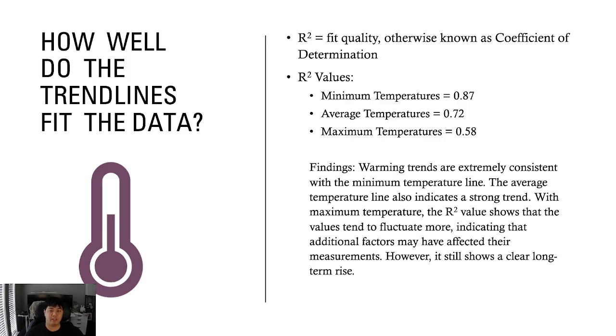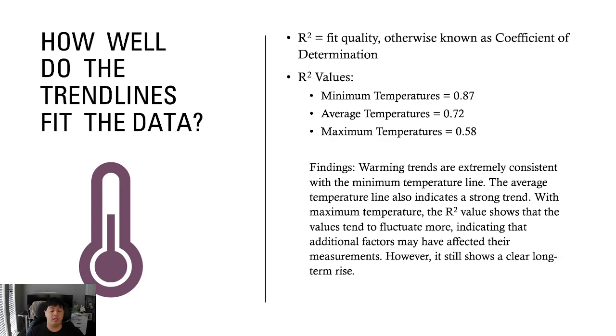Now, the coefficient of determination measures how well the trend line fits the actual data points. You can see from our results that our R squared value for minimum temperatures is 0.87. Basically, the closer you get to 1, the stronger the correlation. And 0.87 is telling us that it's very strong and consistent with the data that we have. It's a consistent warming trend. And likewise, you see average temperature is 0.72, so that's still a fairly strong long-term trend.